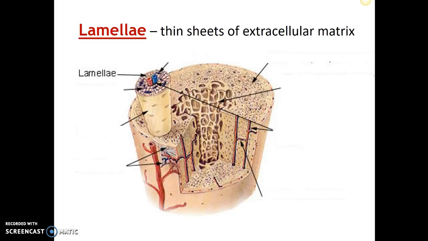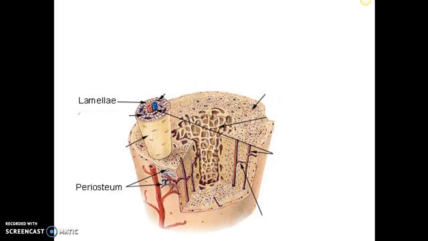So thin sheets of extracellular matrix are called lamella. Lamellae is plural, lamella singular. So the periosteum again is the fibrous connective tissue surrounding the bone, which contains osteoblasts and osteoclasts. So clasts are constantly chewing away, the osteoblasts are constantly putting on. It's a checks and balance system.